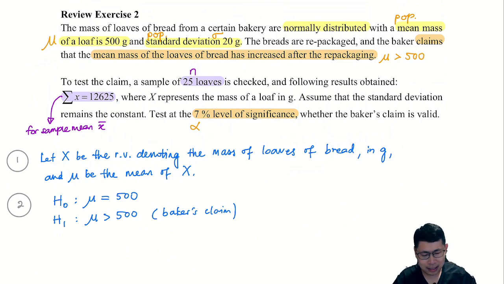Once again, the null hypothesis typically has the equal sign for our syllabus, and the alternative one would have the strict inequality, or not equal. So this is number 2. Now let's take a look at the next step.